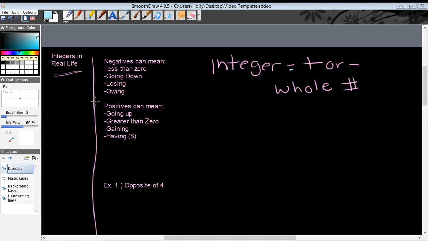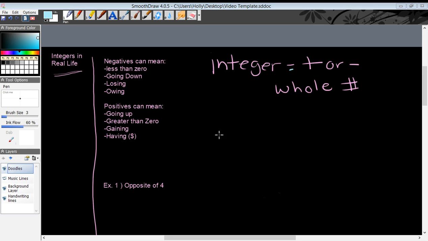Well, here I made a quick list for you of some of the ways that you might use negatives. You don't need to write this down. It's just something for you to have in your head. Negatives can mean things like less than zero, going down, losing, or owing, especially when it comes to money. Opposite, positives can mean something that's going up, something that's greater than zero, something that's gaining, or having money. We're going to see lots and lots of examples today, so if you're not sure how some of these might work, I promise you're going to see an example of all of these.